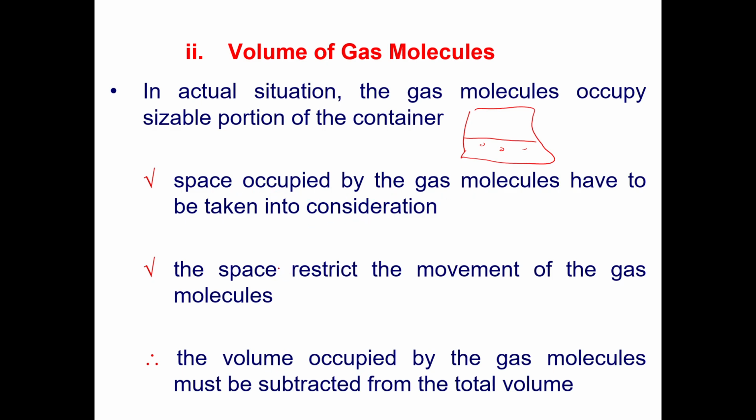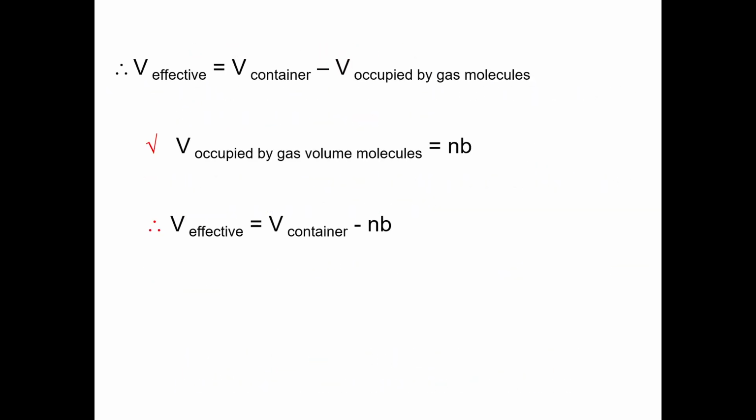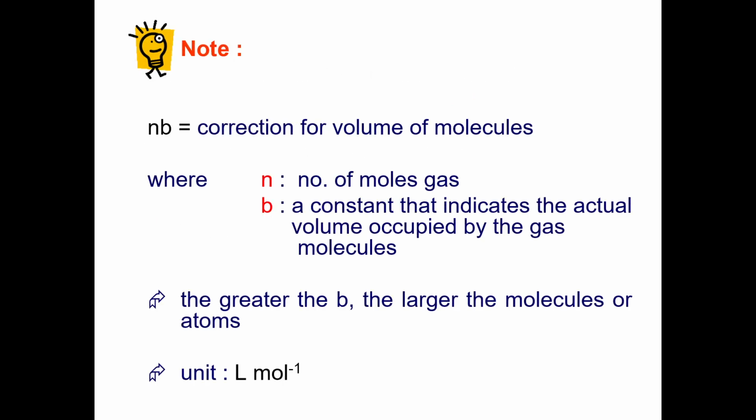Okay, then volume of the gas molecule kita akan tolak compare dengan volume dalam ideal gas. Okay, so that's why dalam real gas ataupun van der Waals equation, V yang sepatutnya, kita akan minus a factor of nb. So V effective equal to volume of container minus volume occupied by gas molecule. So nb refer to a correction for volume of gas. So n number of mole, b constant.